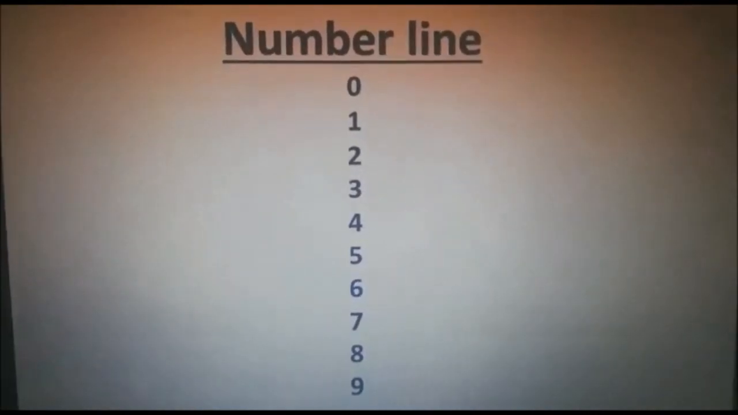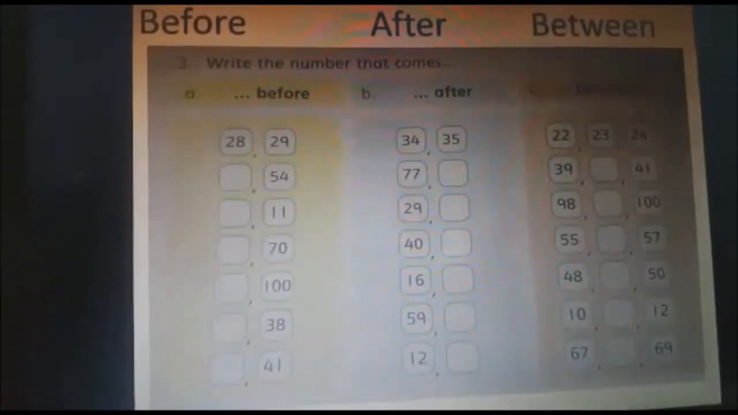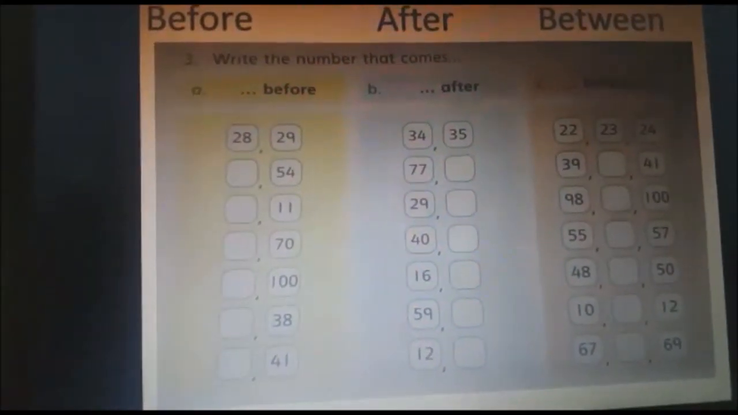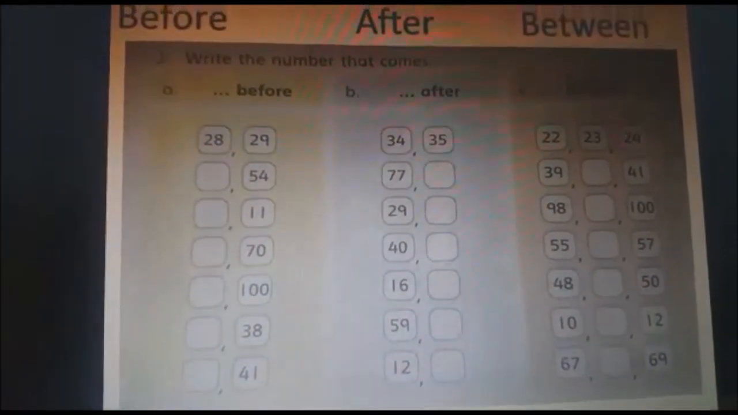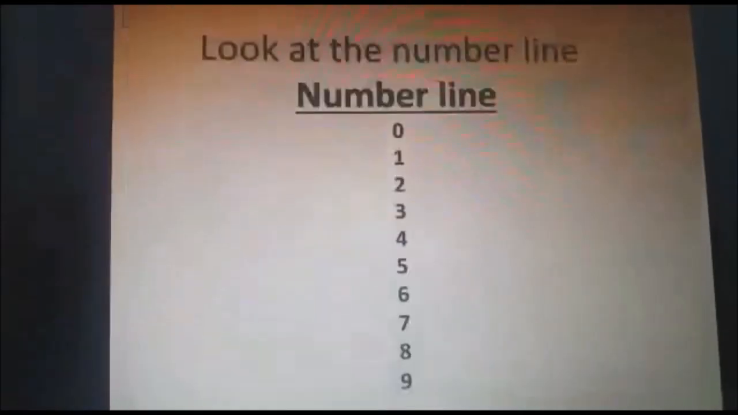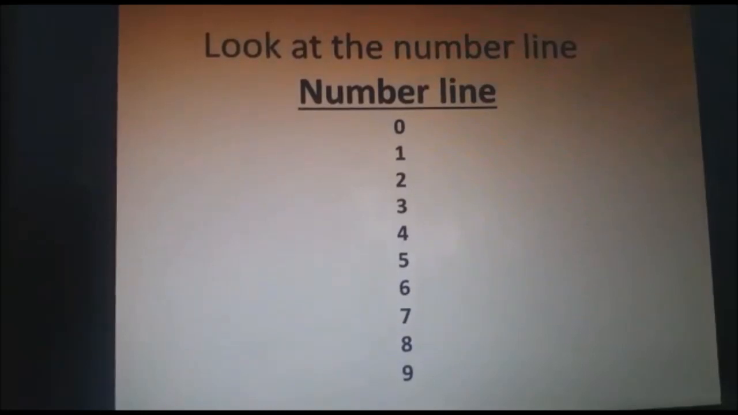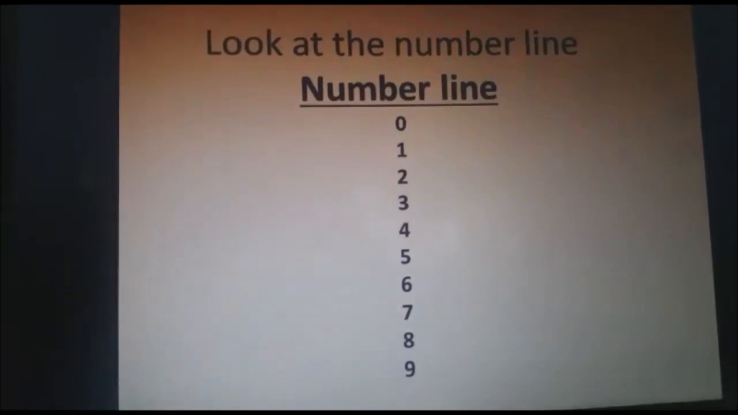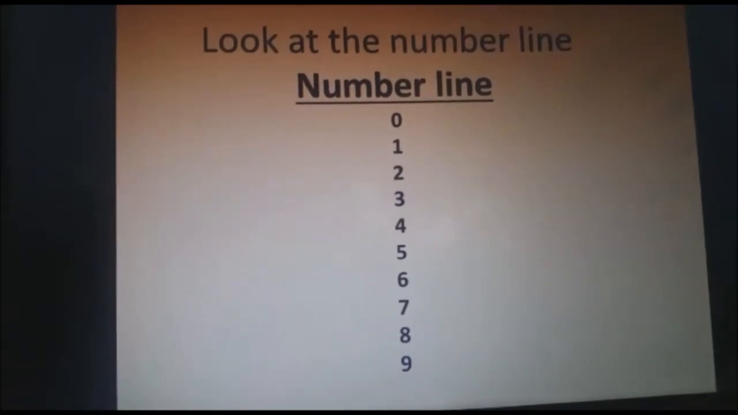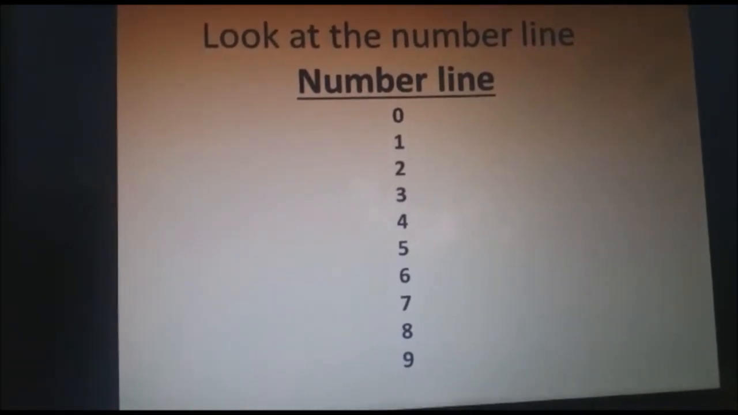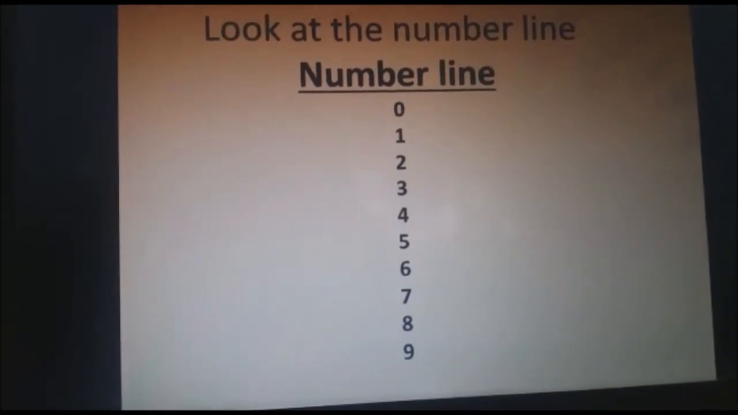Look at the number line. Now move forward to the next topic. The topic is about before, after, between. Look at the number line and tell me the answer. What comes before 5? Look at the number line. What comes before 5? Yes, the answer is 4.